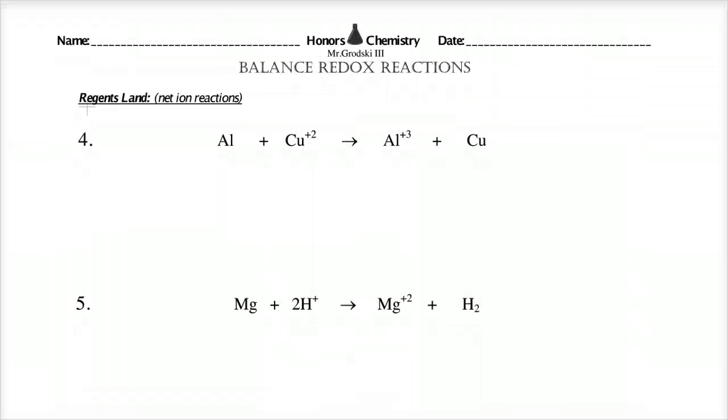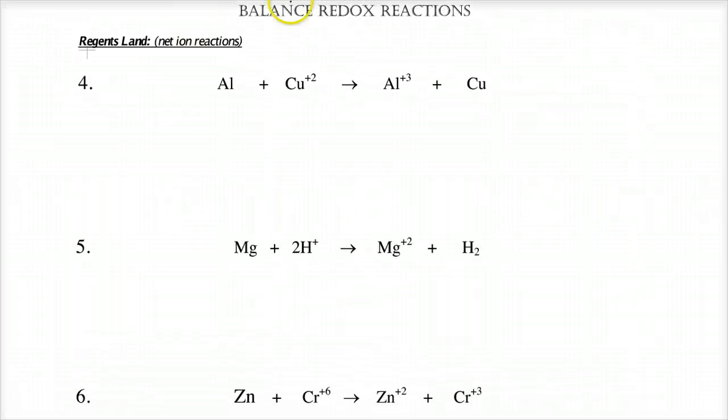Now they call it net ion because the spectators are gone. This could be something like aluminum chloride. This could be copper chloride, pure aluminum, and this could be aluminum chloride.